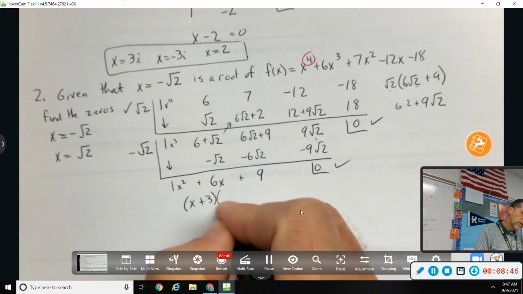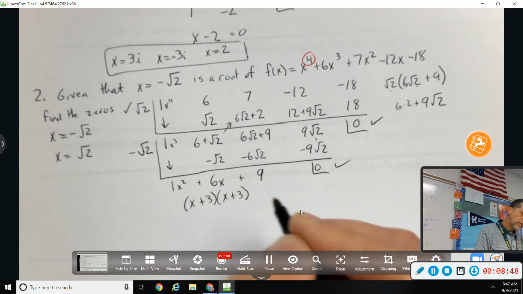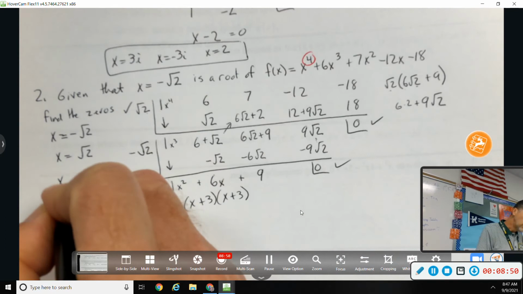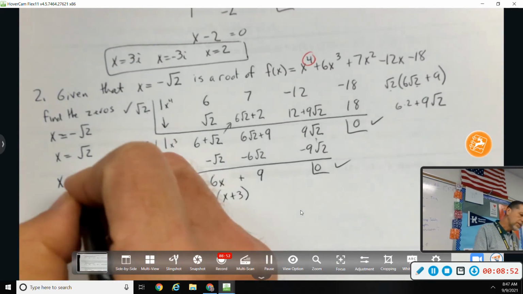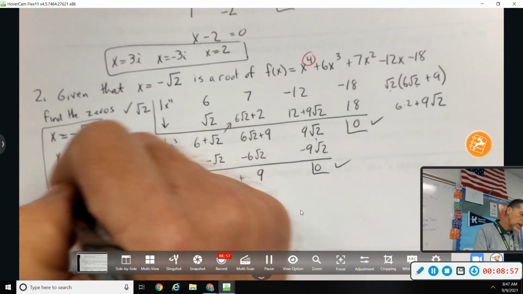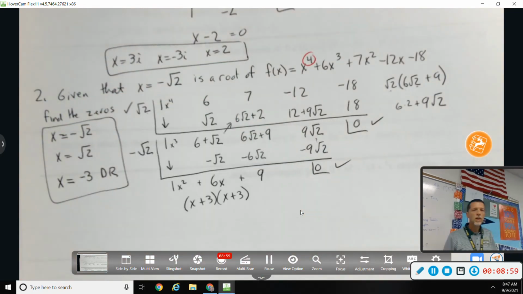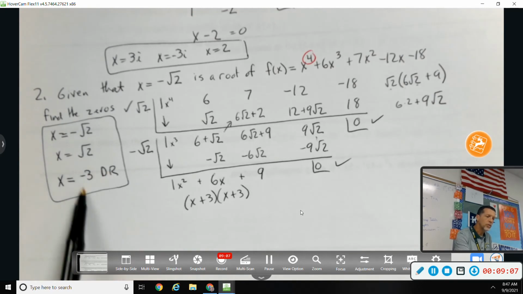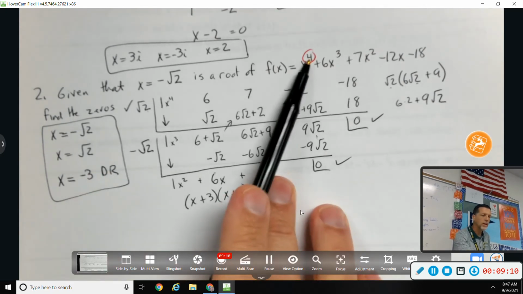x plus 3 times x plus 3. Oh, it's going to be a double root. So x equals negative 3 is a double root. Well, it factors with a plus 3, which means the root is minus 3, or negative 3. And it happens twice. Double root. We've got 4 total zeros, which is what I was expecting.